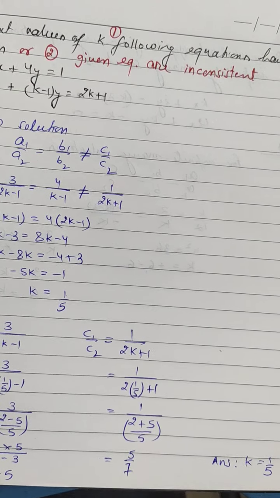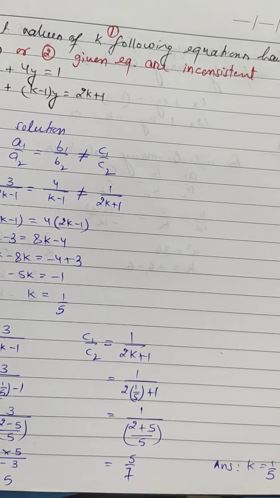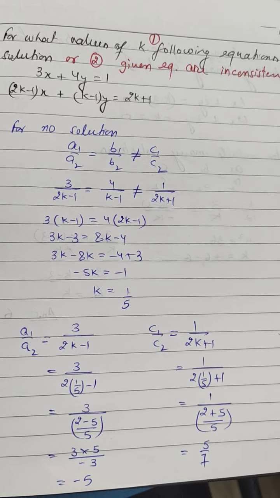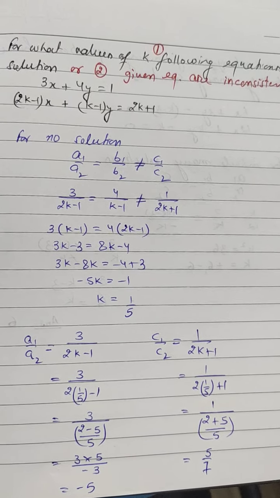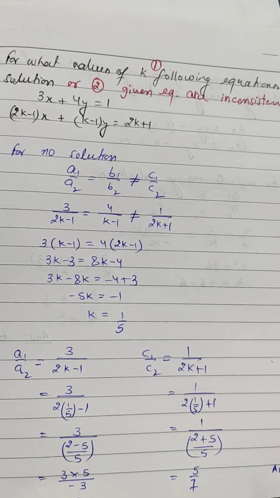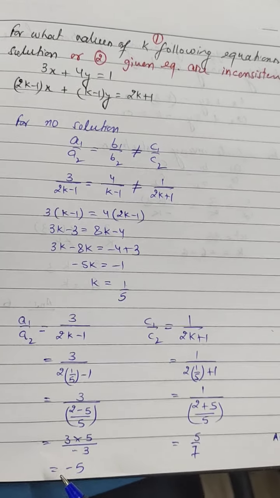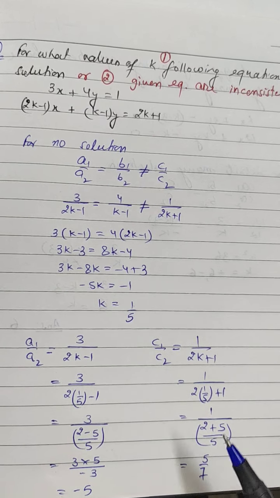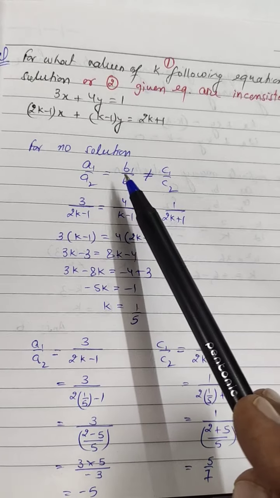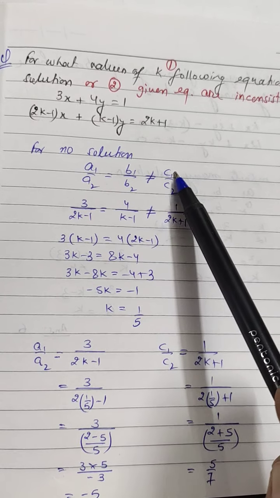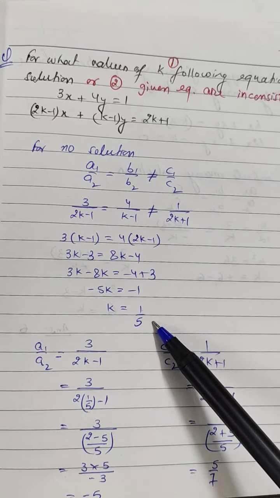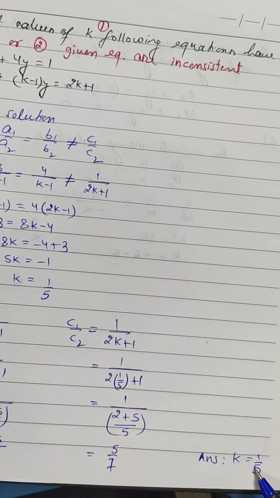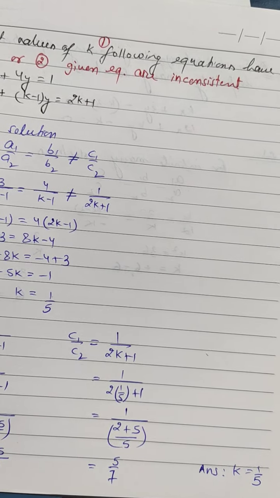In this case, we get that the value of c1 by c2 is 5 by 7, whereas the value of a1 by a2 is minus 5. So we can see that these two values are not equal, which means we have a1 by a2 equals b1 by b2, but not equal to c1 by c2 for this value of k. So that is our answer. The value of k is 1 by 5.